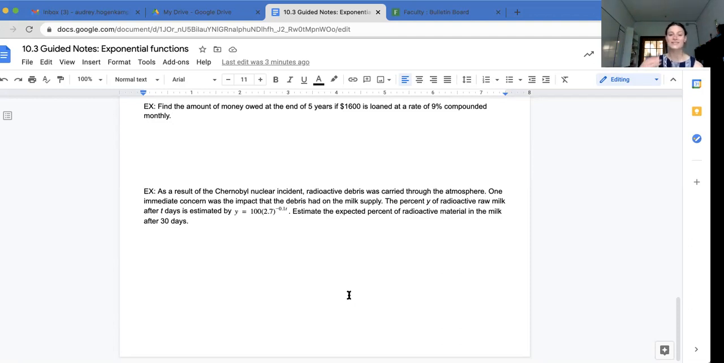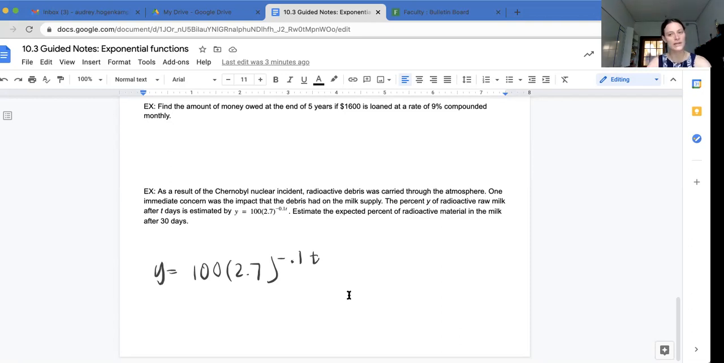Anyway, I digress. The percent Y of radioactive raw milk after T days is estimated by Y equals 100 times 2.7 to the negative 0.1 T. I have no idea if that's scientifically correct. It would be kind of hilarious if someone had spent time writing a function to model the radioactivity of milk, but I can't guarantee that this is scientifically accurate. Estimate the expected percent of radioactive material in the milk after 30 days.